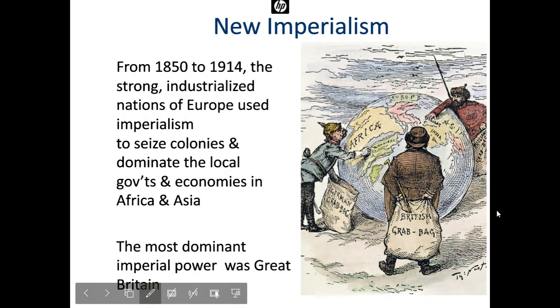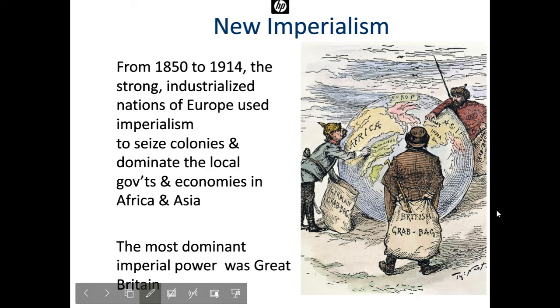Now, new imperialism, I gave you a date earlier, about 1880 to 1914. Some people argue it starts even earlier. But it's very simply what I've said several times already. The strong industrialized nations of Europe using imperialism to seize colonies and dominate local governments and economies in Africa and Asia. The most dominant of all of these nations is going to be Great Britain. Great Britain is going to take over so much of the world, it's ridiculous.